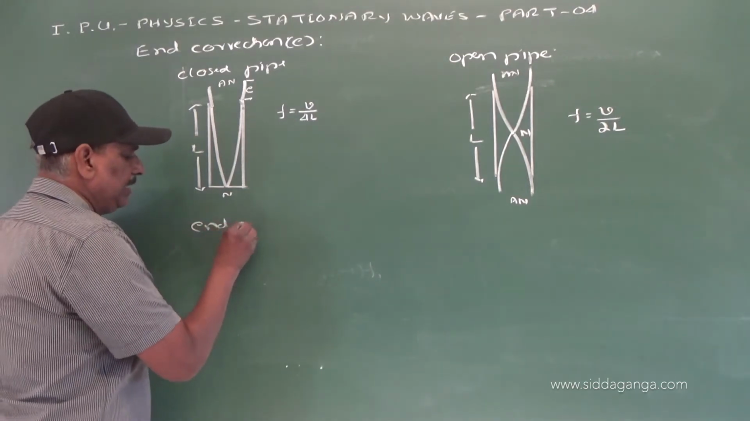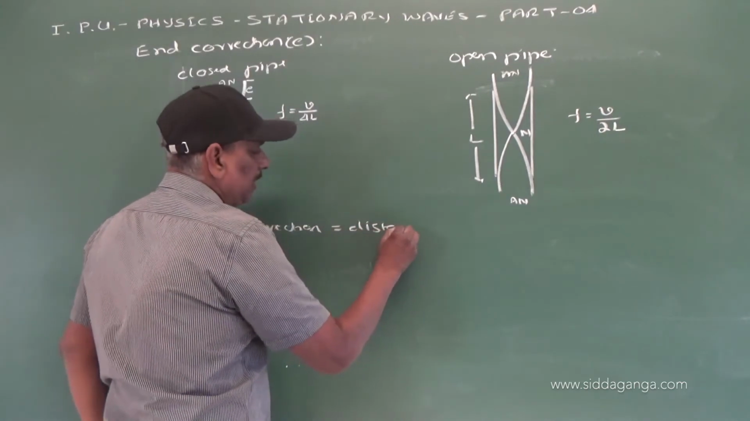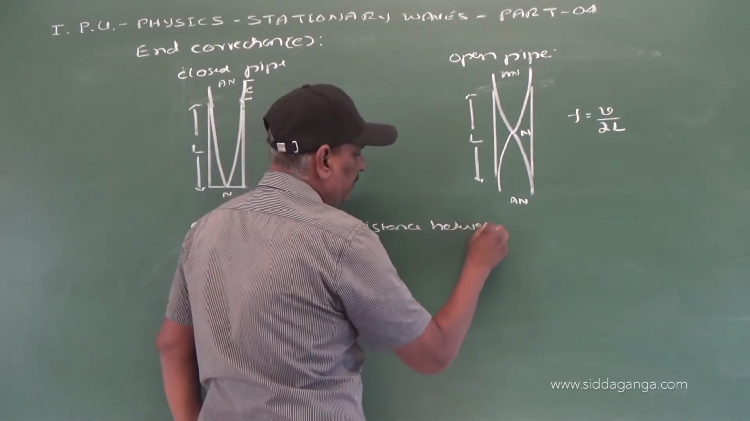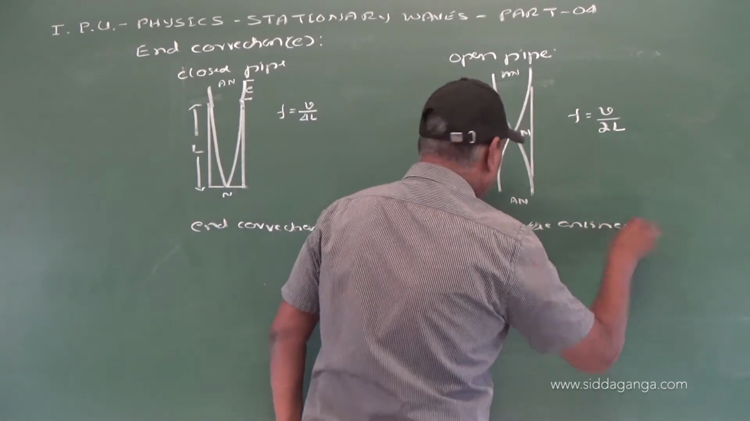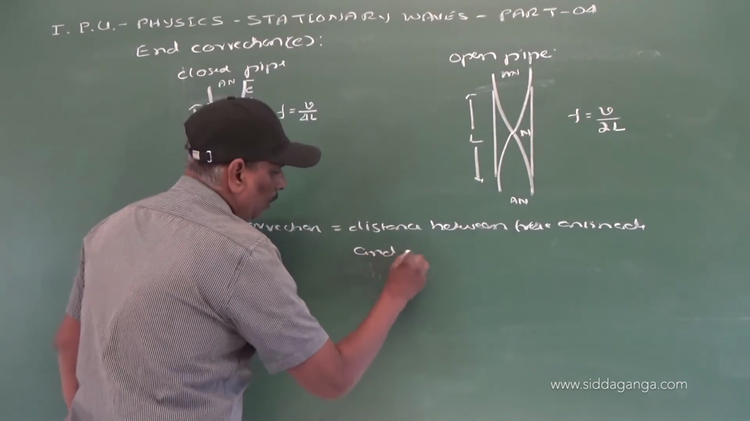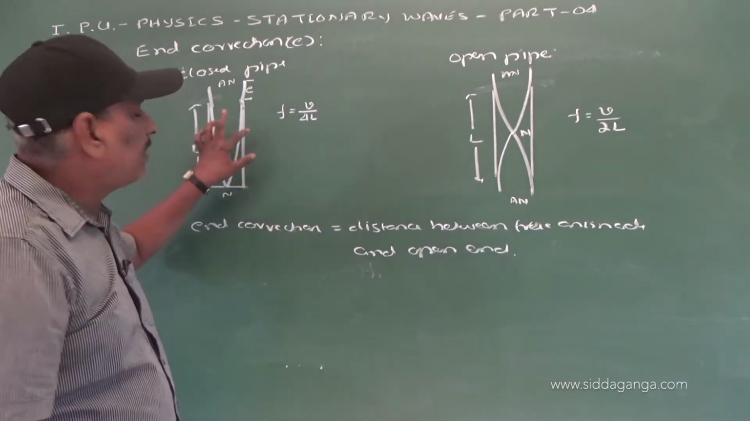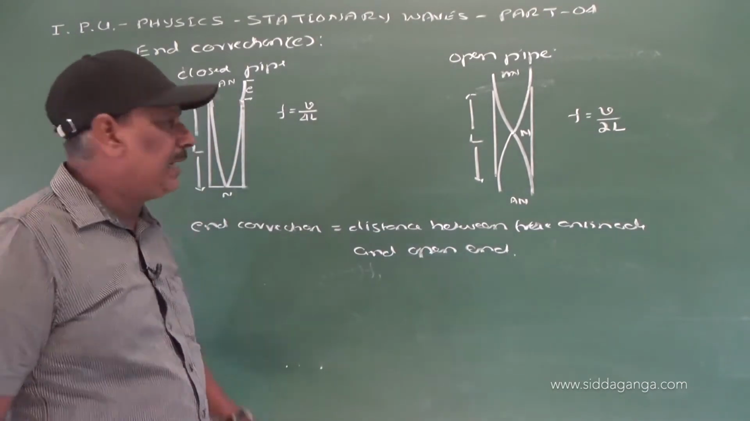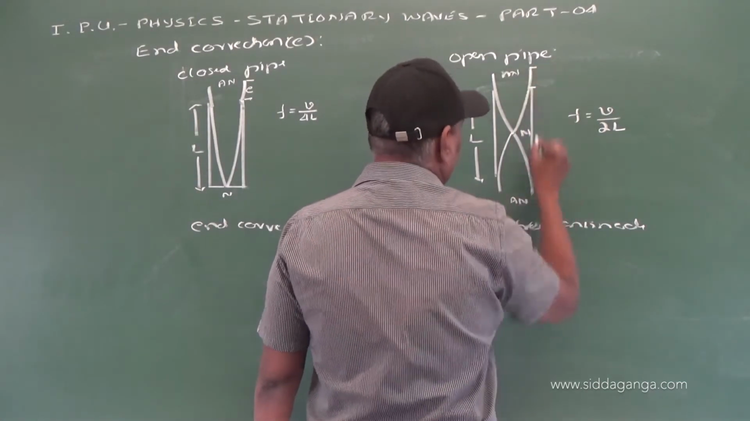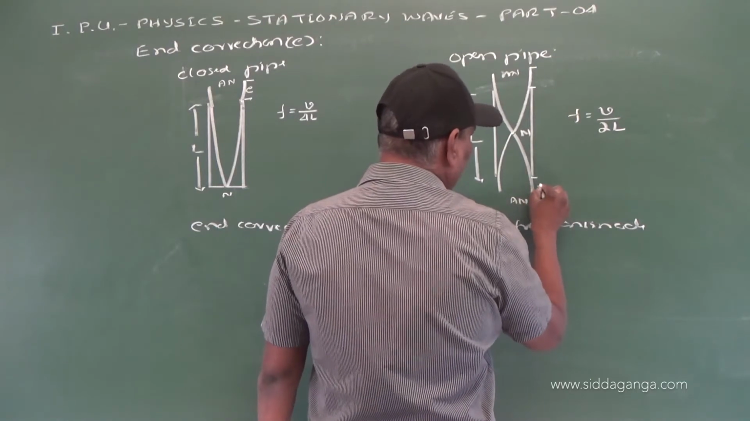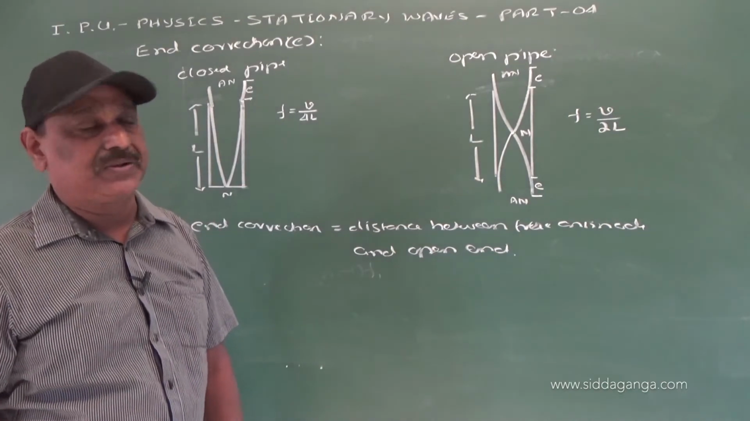So end correction is equal to the distance between the true antinode and the open end. But in case of a closed pipe, there is only one open end, so there is one end correction. But in case of the open pipe, there are two open ends, therefore there are two end corrections.